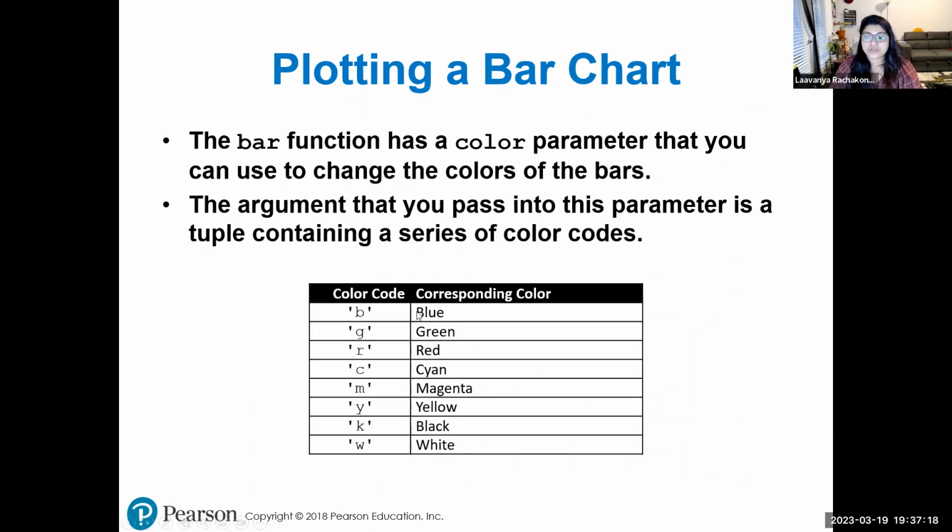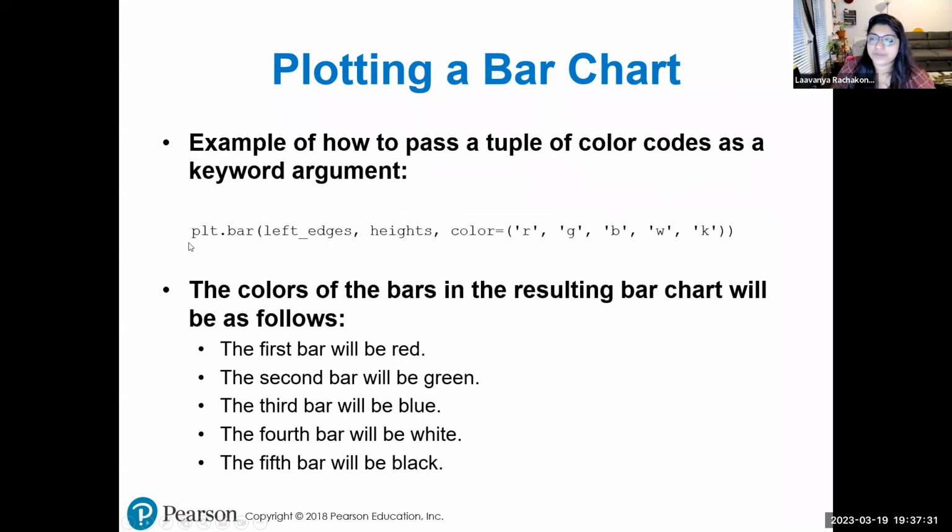So the bar function also has colors, which are in this order, but if you want, you can always change the colors as well. And the color code is BGRCMYKW. This is an example to represent how to pass a tuple of color codes as keyword arguments. So plt.bar, left edges, heights, and then color. So now each bar will be represented in that particular order of colors.